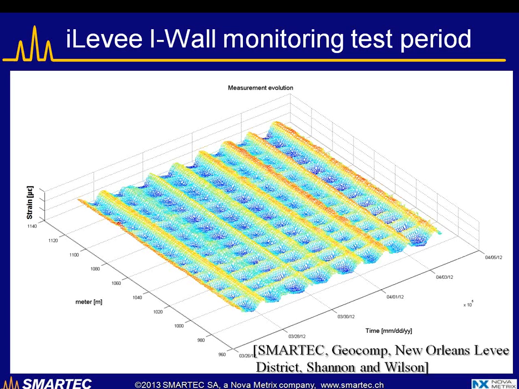So in this case you can, for example, see some days that are very hot and some days that are colder, and the amplitude of movement is less, and you can also see that most of the joints behave in the same way. So we can say that during this period nothing strange has really happened on that section of levee. So again, this is an example that shows the density of information that you can obtain with a distributed monitoring system, where hundreds of thousands of points can be monitored with a single measurement cable.